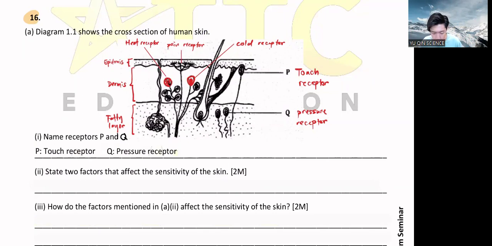I thought round is co-receptor. No, the one that looks like leaf is this one, round co-receptor. The one that looks like leaf is heat receptor. So yeah, correct. Round is co-receptor.